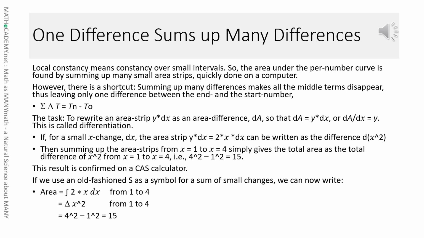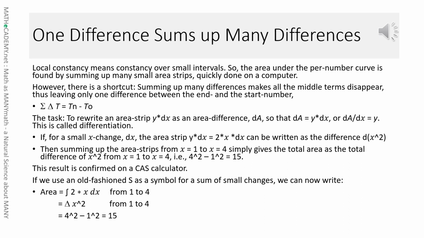If, for a small change, dx, the area strip, y times dx, equals 2 times x, times dx, it can be written as the difference, d x squared. Then summing up the area strips, from 1 to 4, simply gives the total area, as the difference in x squared, from 1 to 4, that is, 4 squared, minus 1 squared, or 15. This result is confirmed on a CAS calculator.